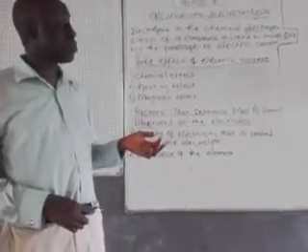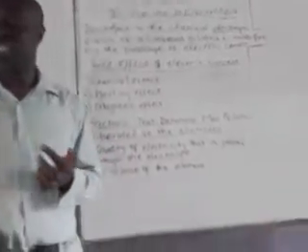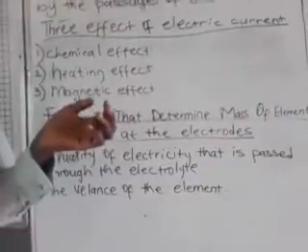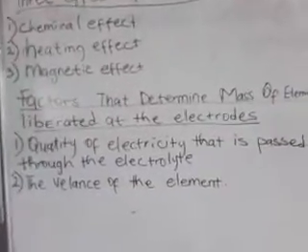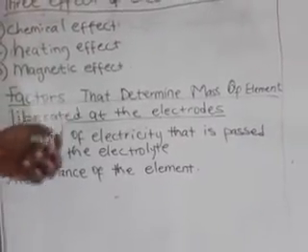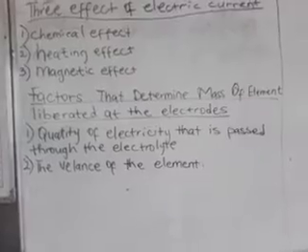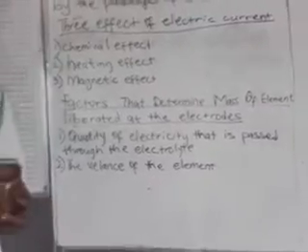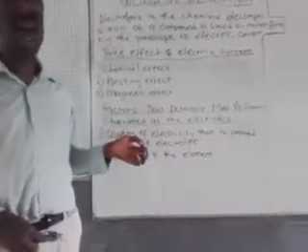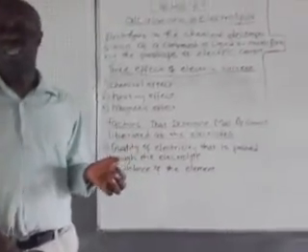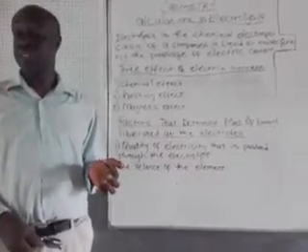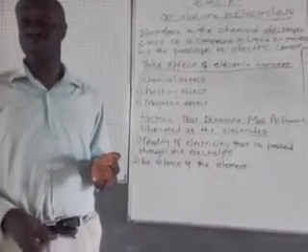Some of the factors on which the mass of the element that will be discharged, deposited or liberated at the electrodes depends: one is the quantity of electricity that is passed through the electrolyte. The other factor is the valency of the element itself. We are going to see this relationship as we move on.